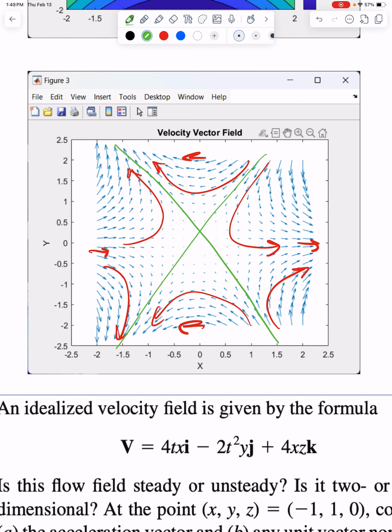Any questions about this topic or these images? I did use MATLAB. It took me like 5-10 minutes, something like that.